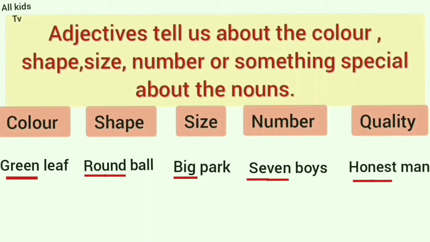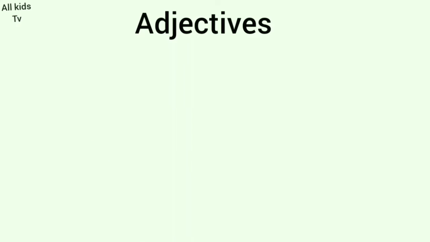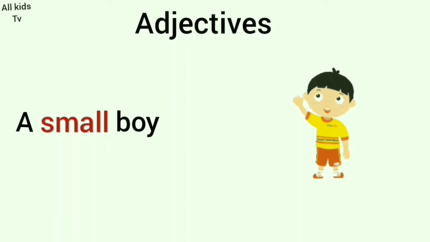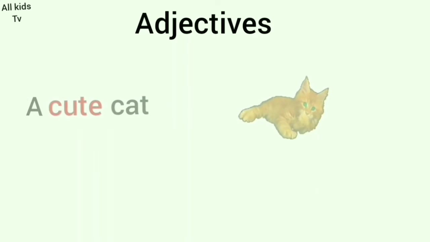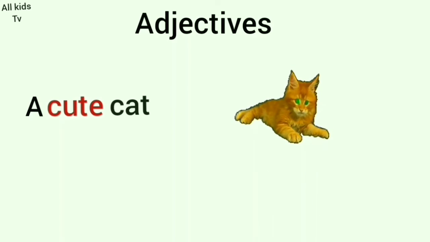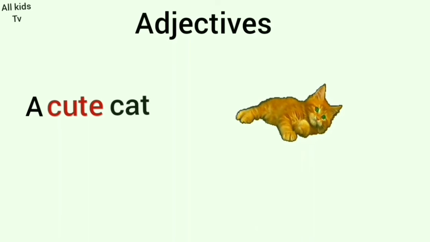Let's see some more examples of adjectives. A small boy. Here, small is the adjective because it describes the size of the boy. A beautiful girl. Here, beautiful describes the noun girl. So, beautiful is the adjective. A cute cat. Here, cute is adjective because it describes the noun cat.